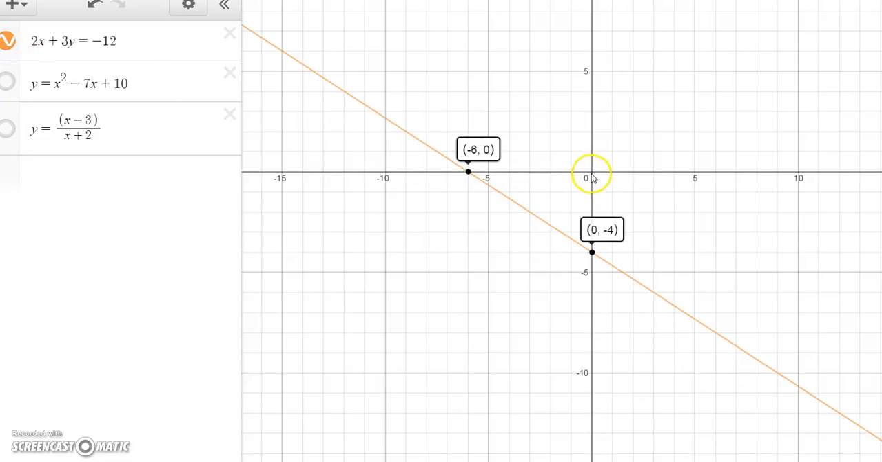Now of course, if the line goes through the origin, you're only going to get one distinct intercept. So in that case, you would have to find another point on the line.